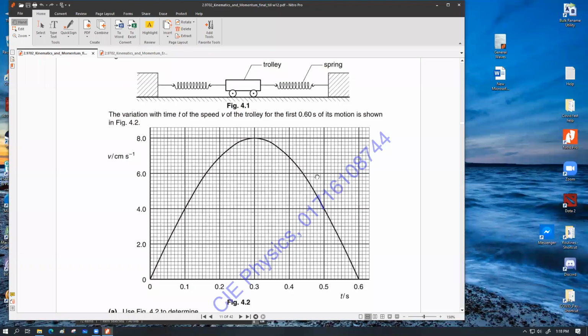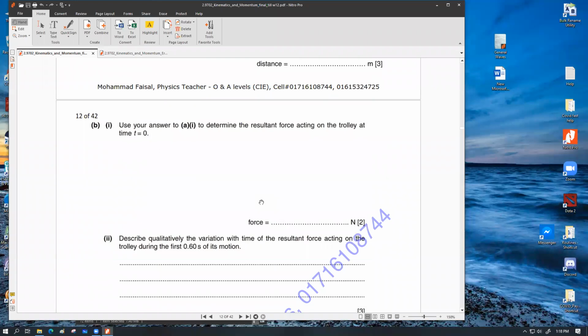Yeah, so we started the recording for today's class, which is a continuation of the Kinematics Momentum P2 worksheet paper to solving. We discussed this graph in our last class, and then we're going to move on forward from here.